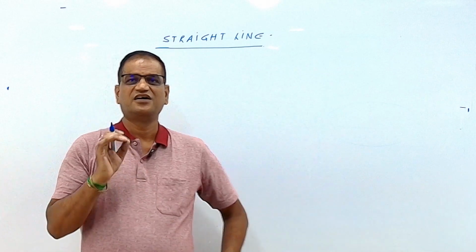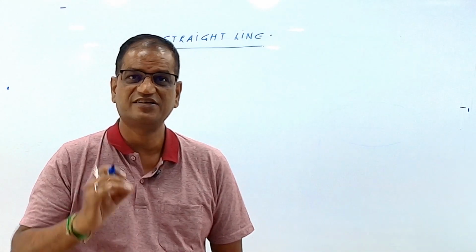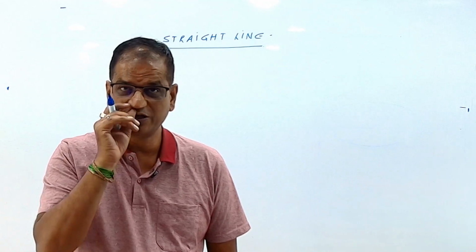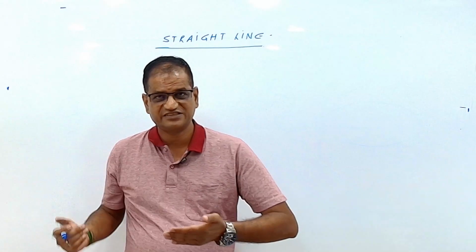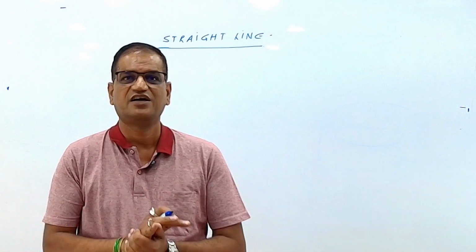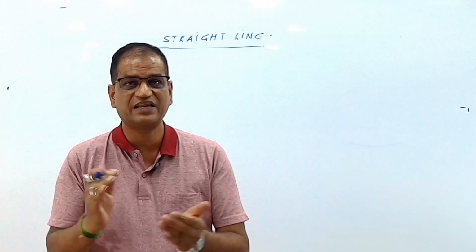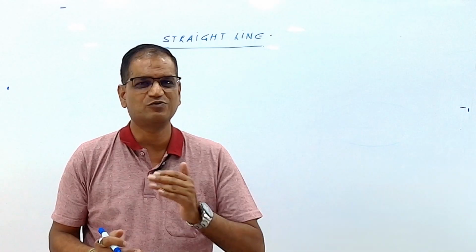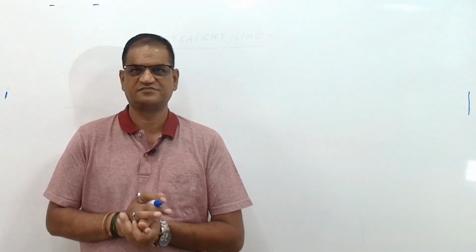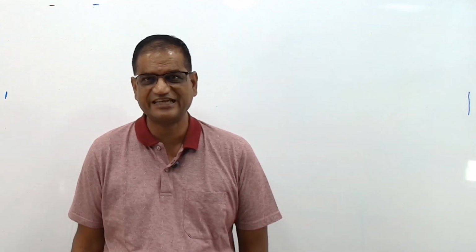See, the straight line is a part of coordinate geometry in which we need to study all the types of equations of the straight line, the perpendicular distance formula, the distance between two parallel lines, and so on, including the family of lines, right? Let us start with the chapter straight line today.